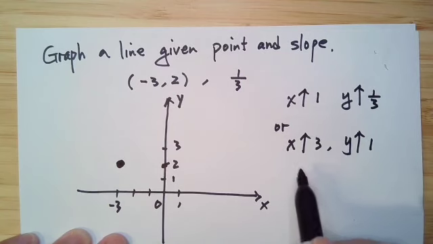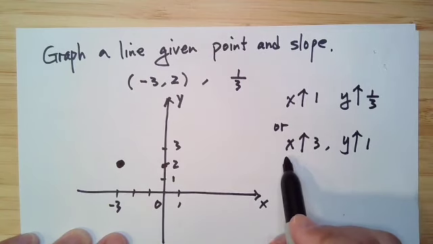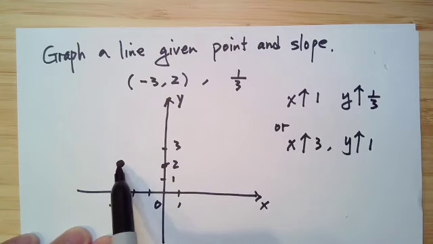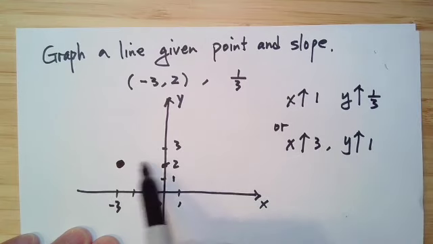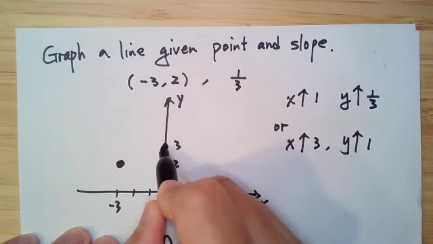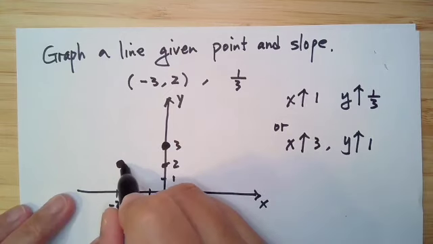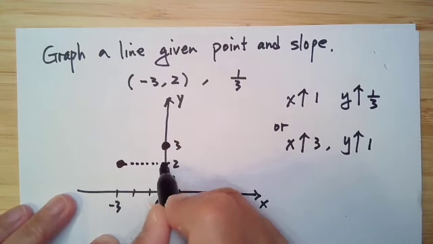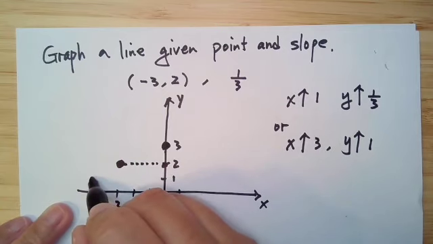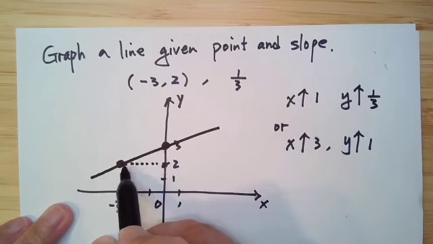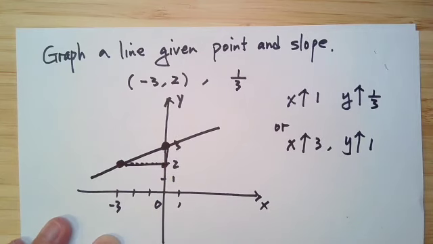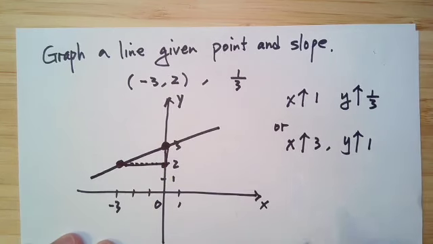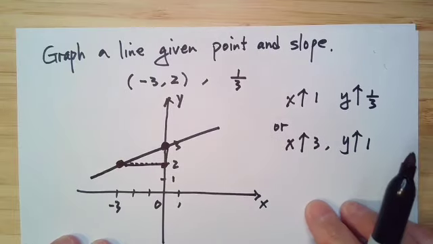So x goes up, this is run, this is rise. So when x goes up by 3, from -3 I go to the right, 1, 2, 3. And the y should go up by 1, which is from 2 to 3. So that's another point I can find. If I connect this, you can see clearly, rise over run, right? So that's how you graph this. If I give you a point and slope, you can graph that.